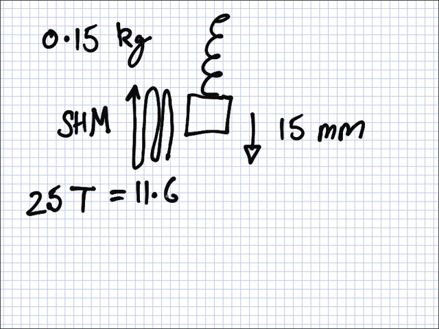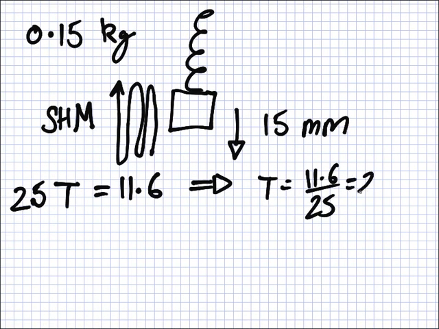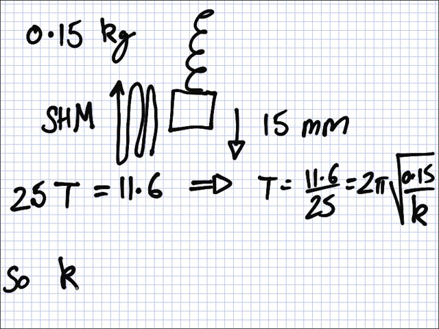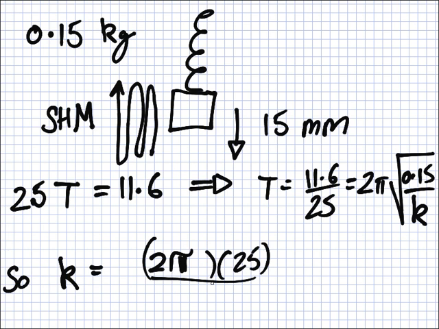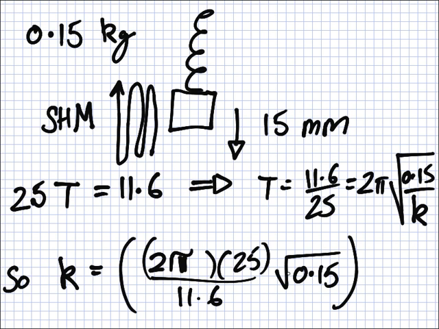11.6 seconds. So then that means T is 11.6 over 25, right? Which is equal to 2 pi root m over k. So k would equal 2 pi times 25 over 11.6 times root 0.15, all squared.